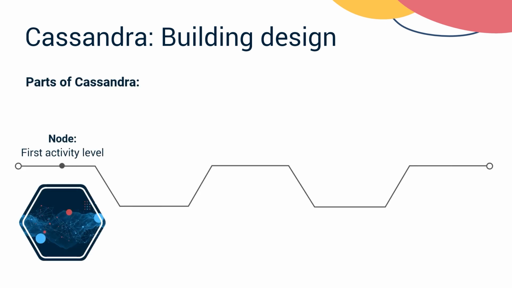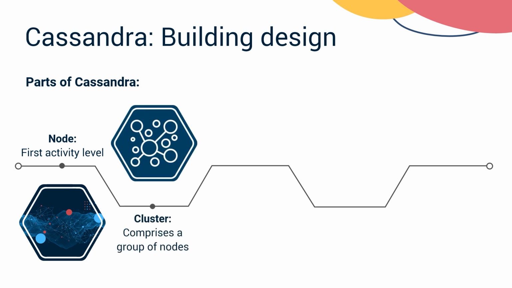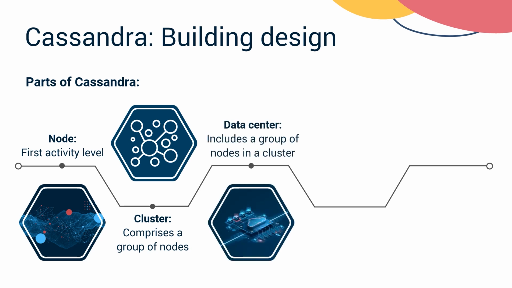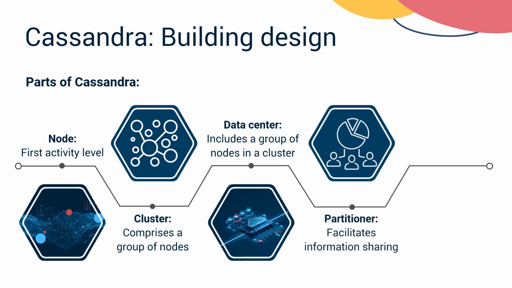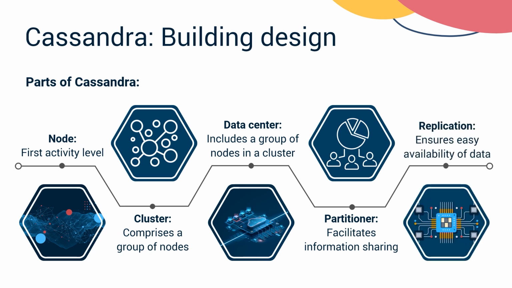Nodes act as the first activity level. Then comes a cluster, which comprises a group of nodes that store and handle data. Next, a data center includes a group of nodes in a cluster placed in the same area, allowing data replication across various data centers. Partitioner refers to the part of the cluster that facilitates information sharing between the nodes. Then there's replication. This part of Cassandra ensures that data is always readily available and copies it to different nodes.